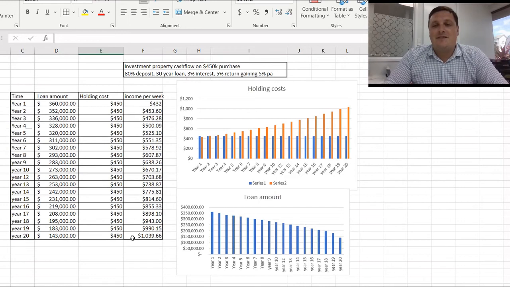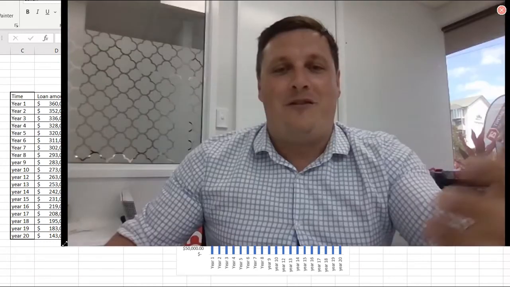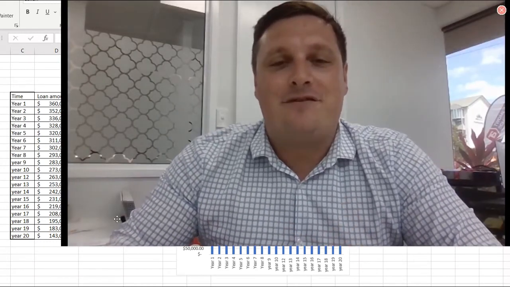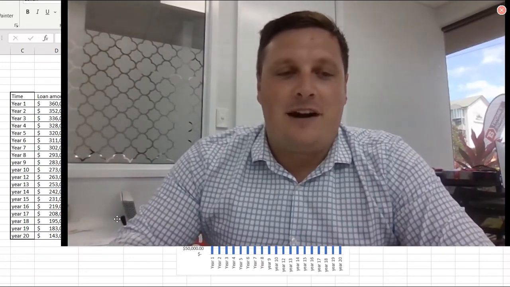So there you have it. There's 3 different examples of how compounding growth can either work against you and be a real negative, or can work for you and create that real investment sort of perfect storm. And that's that cash flow and capital growth coming together to really provide you that financial freedom.